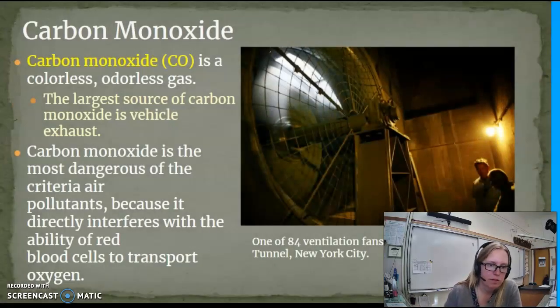All right. CO, carbon monoxide, we get that mostly from vehicle exhaust. If you start your vehicle in a garage without any ventilation, it can kill you. It's the most dangerous of the criteria air pollutants because it directly affects our body, the red blood cells' ability to transport oxygen.